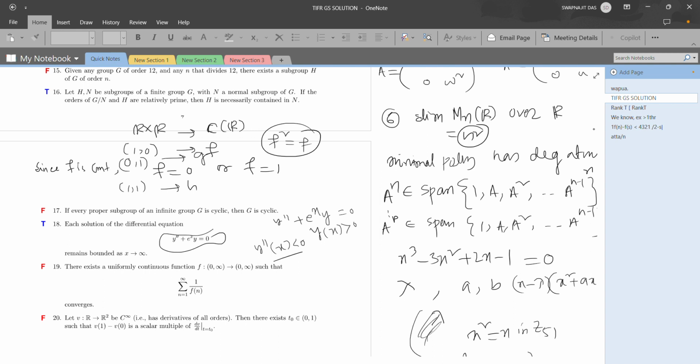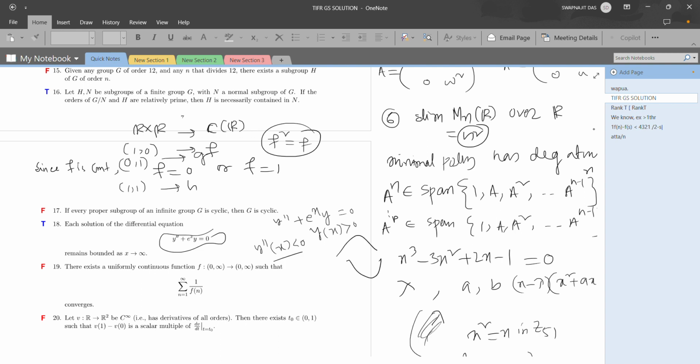That is true for the other direction also. If x goes to positive infinity and y(x) is negative, then e to the power x times y(x) is negative, so y double prime is positive, right? Then it is kind of convex, which means this is also bounded. Okay, this is the geometric intuition.